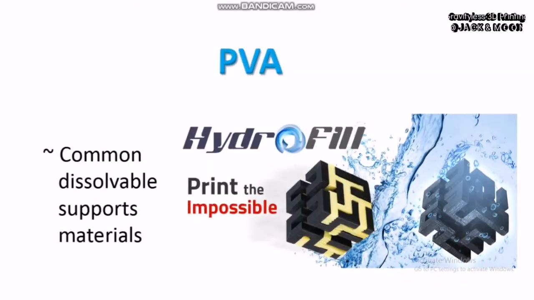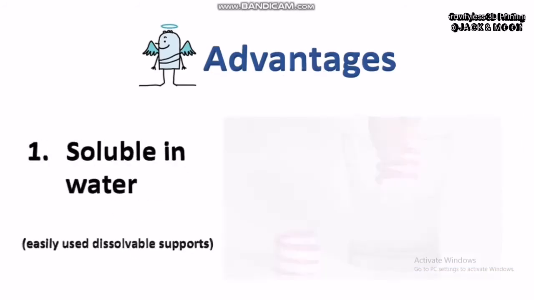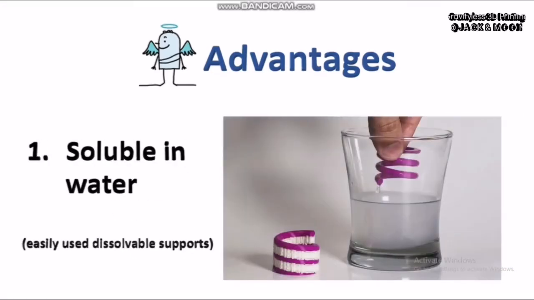Well, the next material is another support material, PVA. The main advantage of this material is its high sensitivity towards moisture. Due to this property, it can easily dissolve in water, thus it is used as support material in dual extruder printers for different types of materials such as PLA, ABS or PETG.